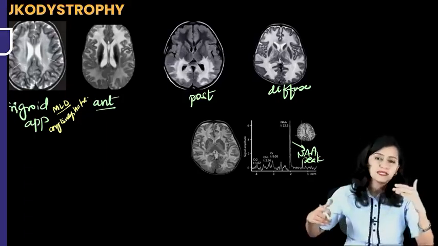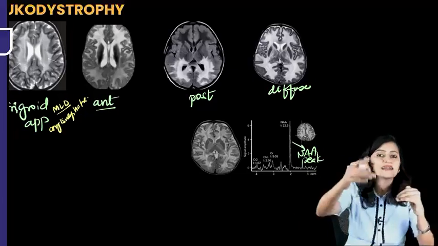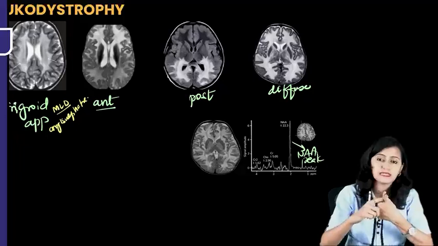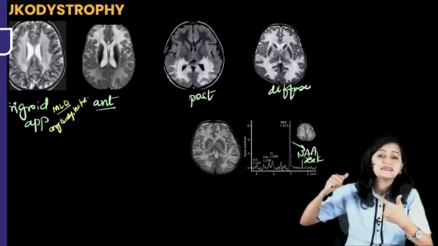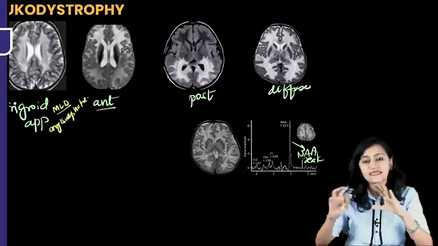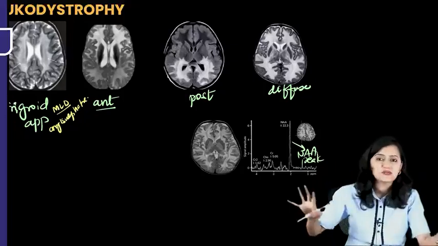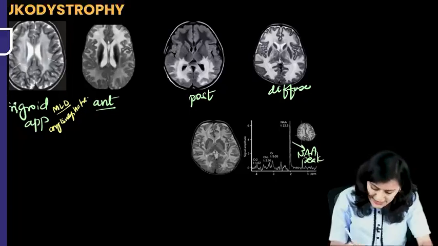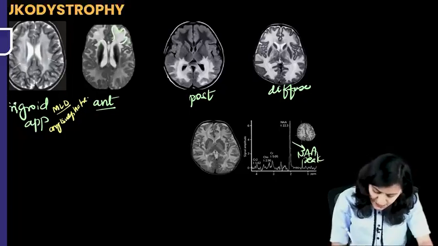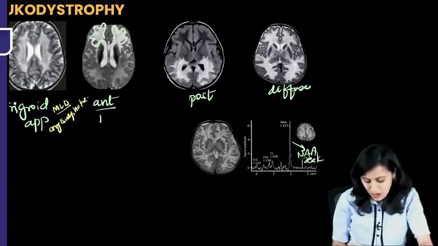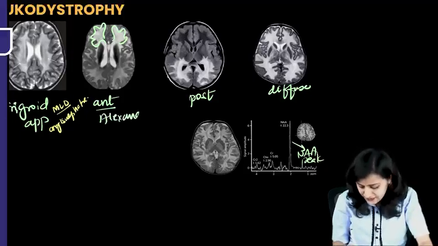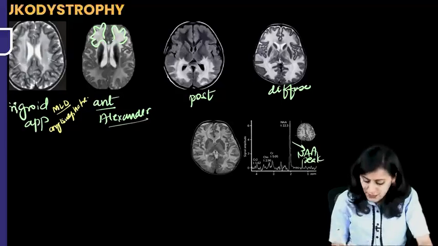So remember alphabetically. When I say A, B, C, D, A comes in the front. So Alexander's involves the frontal lobes predominantly. X comes behind. So posterior is X-linked. Canavan, C for continuous white matter, entire white matter is involved. So when it is anterior involvement like this, the hyperintense white matter is abnormal. Anterior in the front, frontal lobes, Alexander's, right, Alexander's.